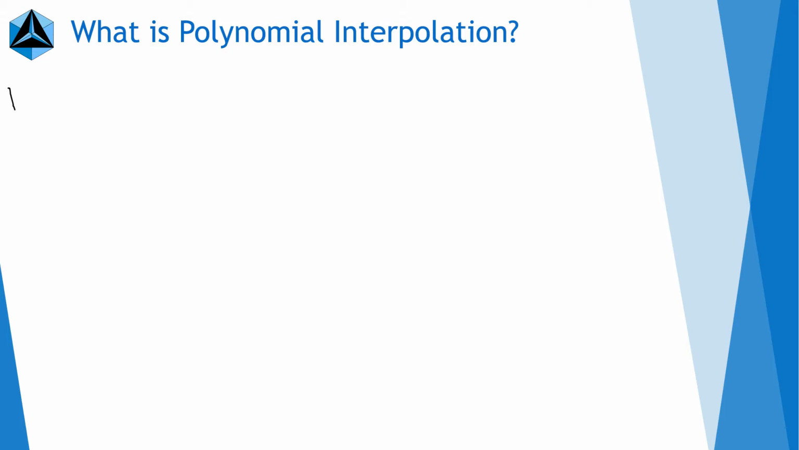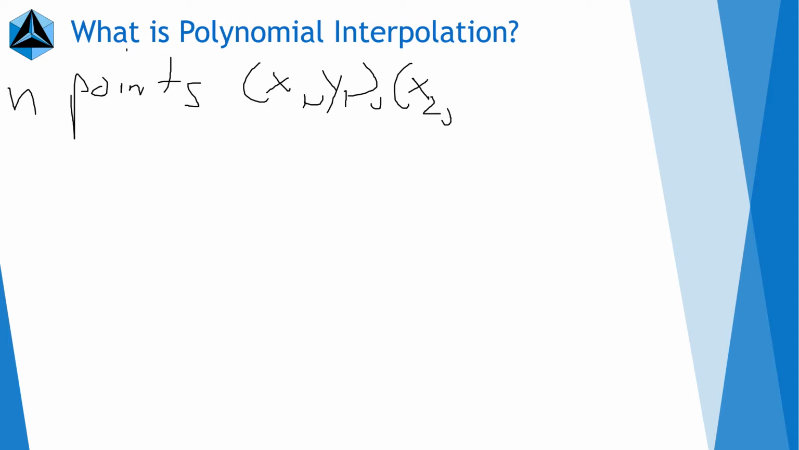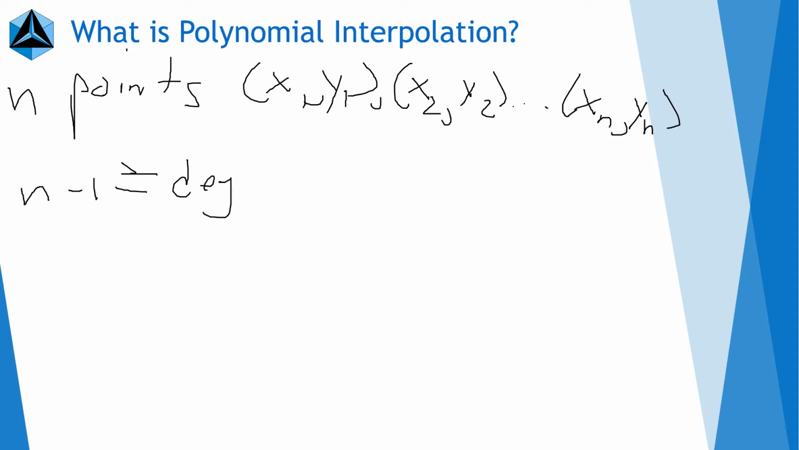So let's say we have endpoints. We will label these x1, y1, that's the first point, and then x2, y2, that's the second point, and then we just keep labeling them like this until we get to xn, yn. These are our endpoints. So we want to find a polynomial of degree n minus 1 or less, so n minus 1 is greater than or equal to the degree of the polynomial. And this polynomial is special because all of the endpoints above have to be on this polynomial.